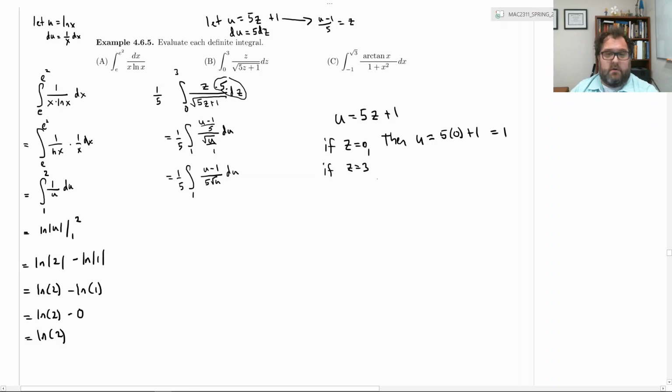So if z equals 3, then u equals 5 times 3 plus 1, which is 16. Since we have the same substitution that we used a little while ago in that previous example, and the same upper and lower starting bounds, we have the same upper and lower bounds of the transformed function. So we get a 16. Okay?